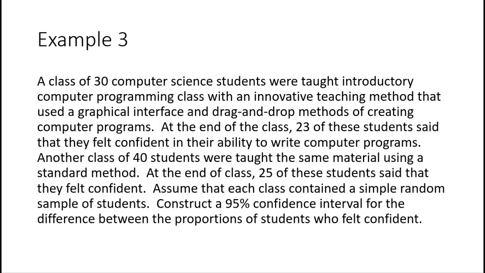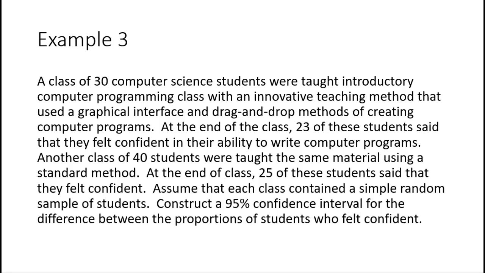Example 3. A class of 30 computer science students were taught introductory computer programming with an innovative teaching method that used a graphical interface and drag and drop methods of creating computer programs. At the end of the class, 23 of these students said that they felt confident in their ability to write computer programs. Another class of 40 students were taught the same material using a standard method. At the end of the class, 25 of these students said that they felt confident. Assume that each class contained a simple random sample of students. Construct a 95% confidence interval for the difference between the proportions of students who felt confident.